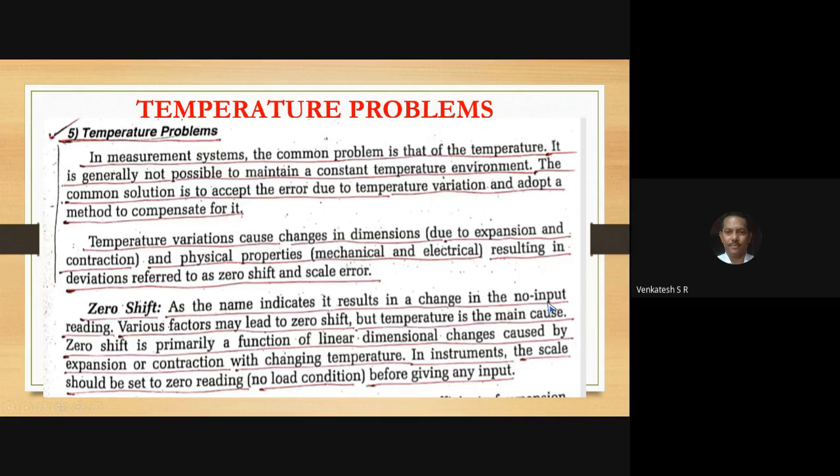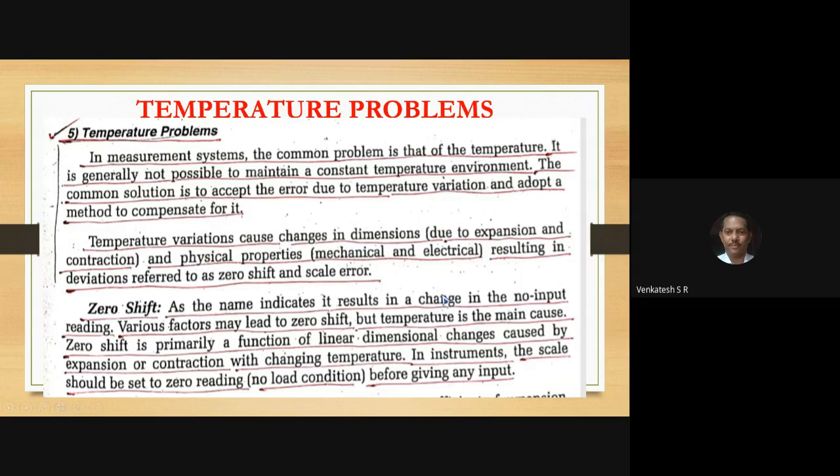A temperature problem is always present in mechanical systems and electrical systems. So for that reason, you add some alloys to the measuring instrument that is made of metal. Usually the metals used in the measuring system are copper, silver alloy, or copper alloy. If you add silica or carbon to the copper, you can avoid the temperature problem.